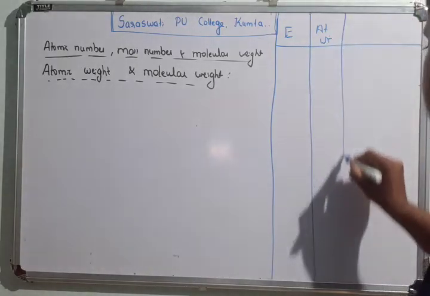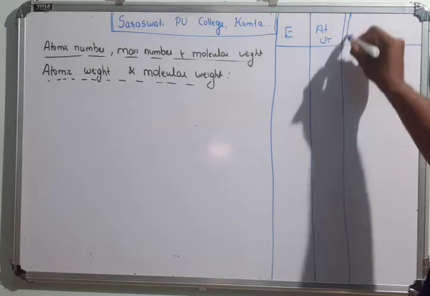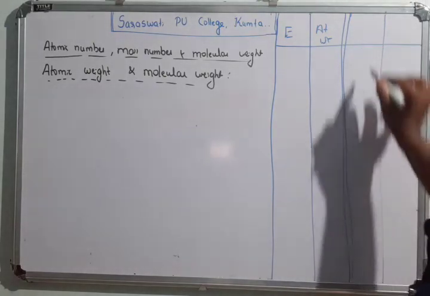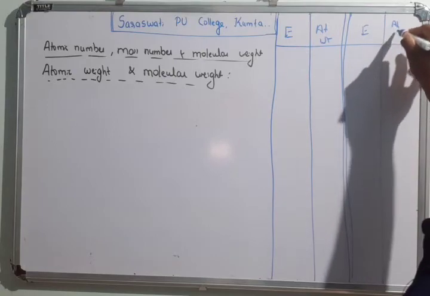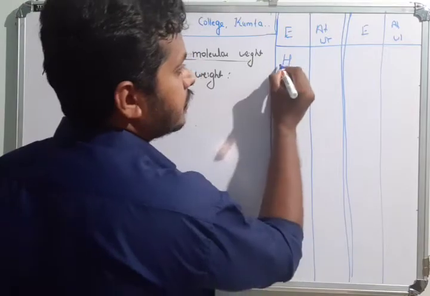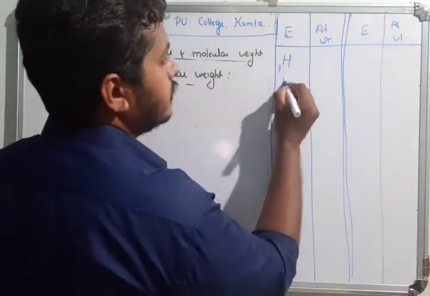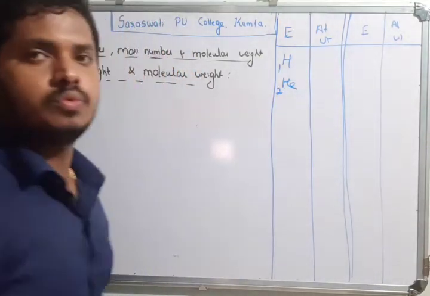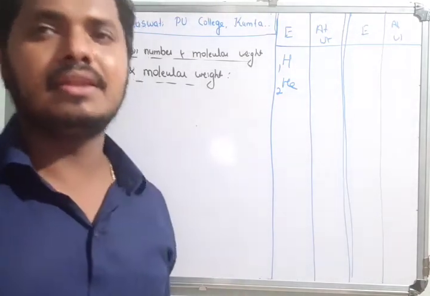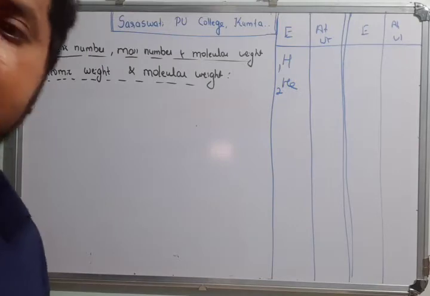Here this double line tells that the line is continued. After finishing here, we'll be continuing here. Again, this is element and this one is atomic weight. For example, if I write the first 20 elements, hydrogen with atomic number 1, helium with atomic number 2, we'll do one thing: I'll pause the video, complete it, then continue with this part.